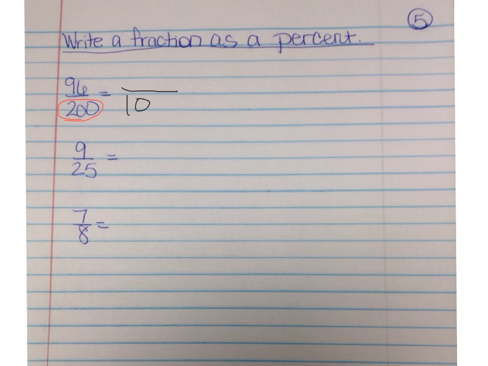So that would give me 100, right? Whatever you do to the bottom, you need to do to the top. So we're going to divide by 2, and 96 divided by 2 is 48. And so that's 48 out of 100. And if you read that mathematically, 48 hundredths. Let's put that in a decimal. 48 hundredths. It's in the hundredths place. And so that's how we know we did it correctly. 48 hundredths. Okay, the next one.